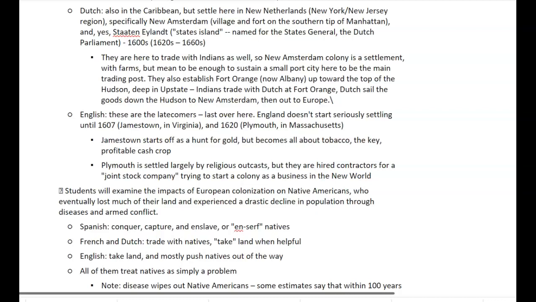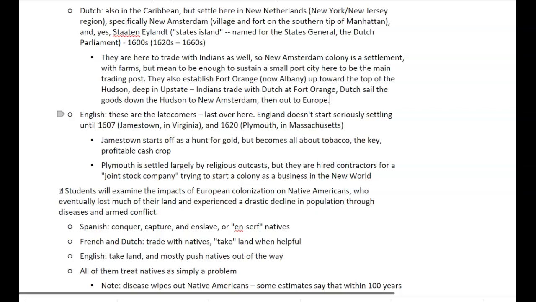So New Amsterdam Colony here is a little settlement with a few farms, but it's meant really to be enough farms to sustain a little port city, to be the main trading post. They also establish Fort Orange, which we now call Albany, which is way up at the top of the Hudson River, deep in upstate New York. So the Indians could trade with the Dutch up at Fort Orange. The Dutch would then sail down the Hudson with the goods to New Amsterdam, and then pack it up on big ships to take it over to Europe.